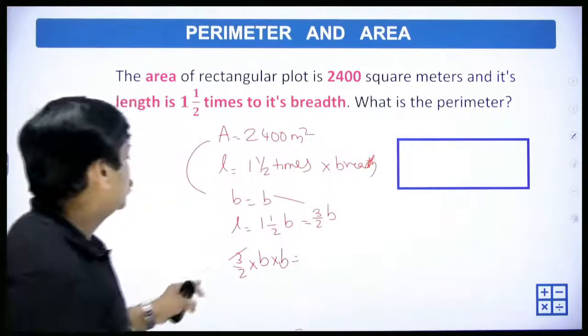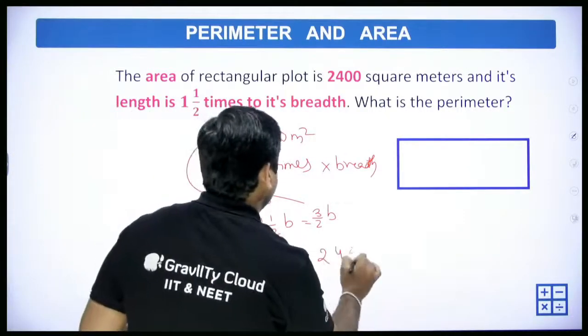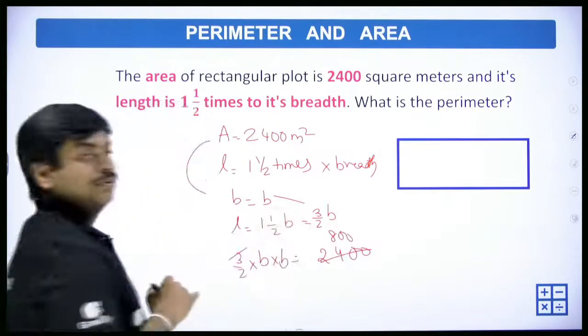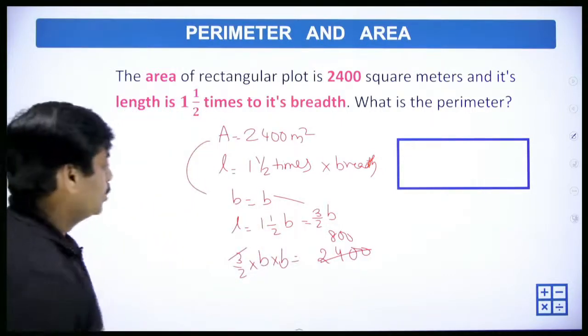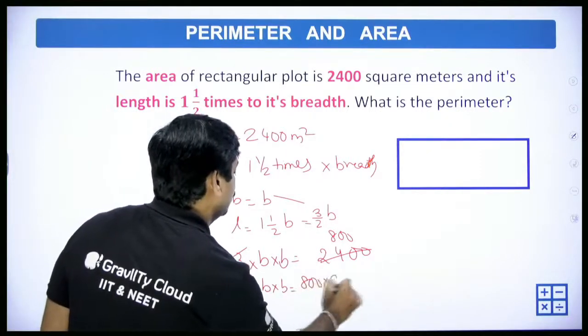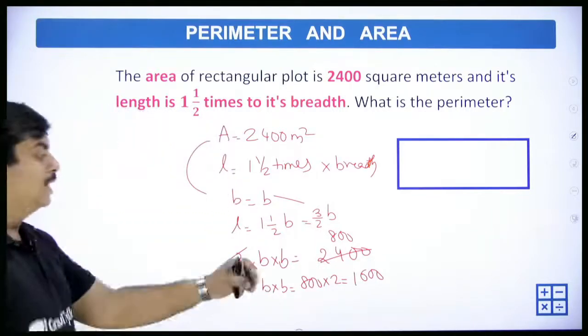Right. So 3 by 2 into B, that becomes area, that becomes 2400. So 3 and 3 8s, so 800. 3 and 800. Right. So what about here? B into B is equal to 800 into 2, which is 1600. Breadth into breadth is 1600.